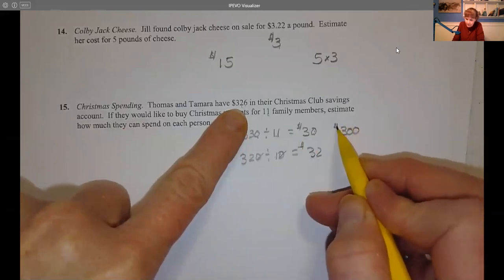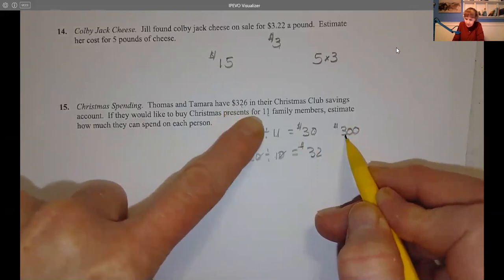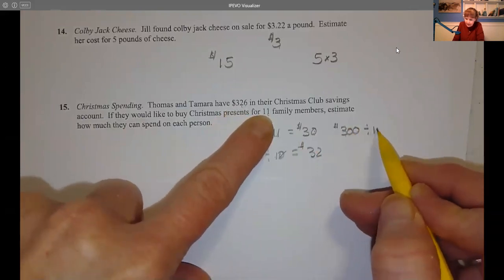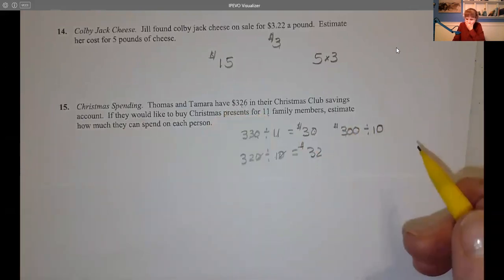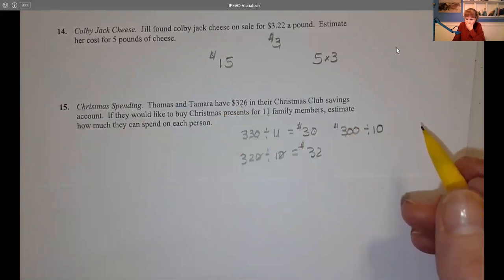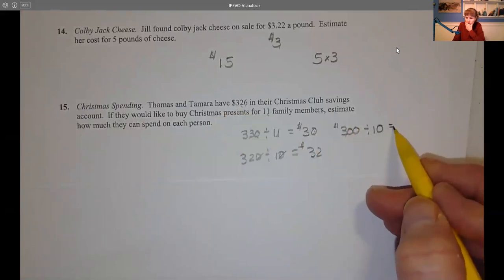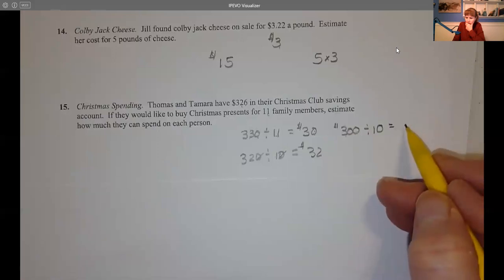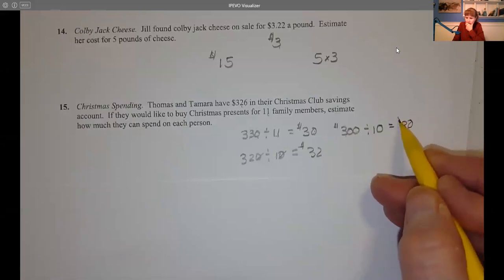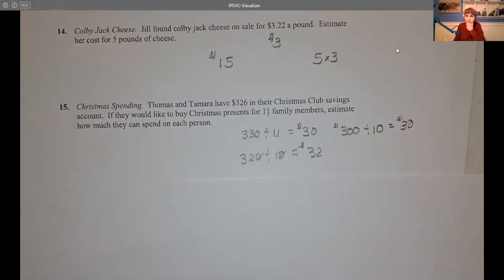300, which is rounding to the nearest 100, divided by 10, which is going to get you around $30 a piece.